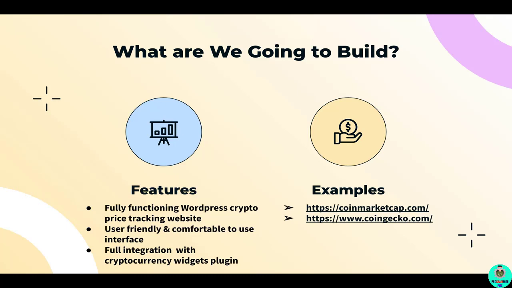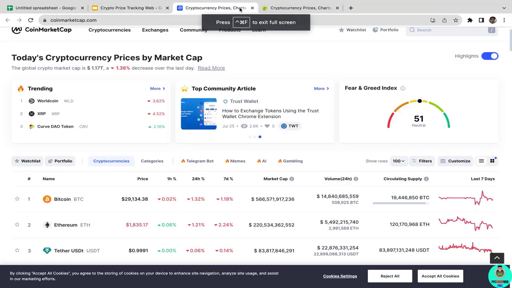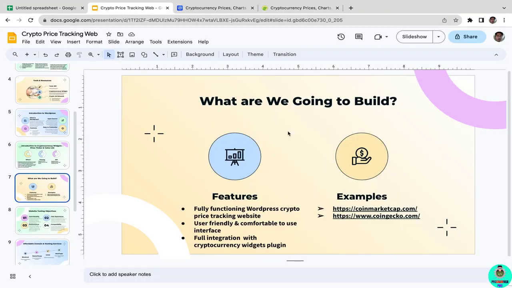What's up, guys? Welcome back. In this video, I'm going to explain the general overview about the project that we're going to build. I'm going to explain how the website should look, and also what features your website is going to have, right? We're going to use CoinMarketCap and CoinGecko as our example. Just click on these two links, and I already opened these two websites on the other tab. So let's talk about the first one here.